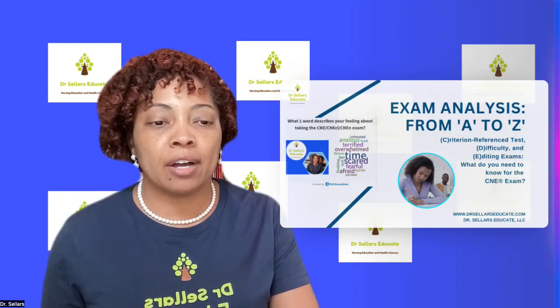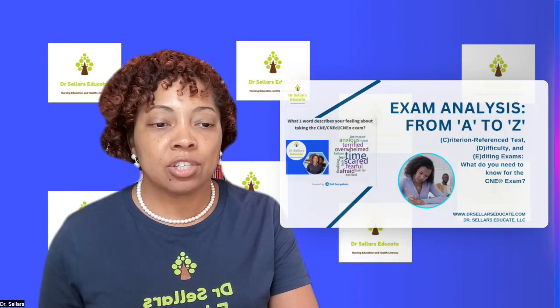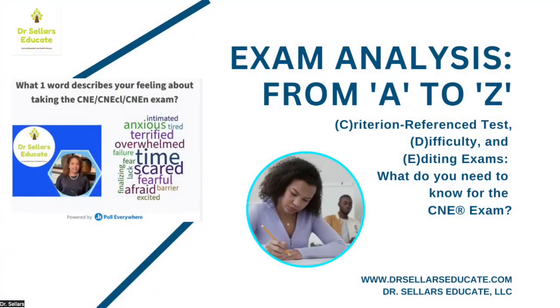Make sure you pull out Billings and Halstead Teaching and Nursing, as well as your study worksheet to ensure that you are closing your knowledge gaps as we talk through the content. C stands for Criterion Reference Test, D is for difficulty, and E is for editing exams. In your textbook, Billings and Halstead, 6th edition, we are pulling content from chapter 25.